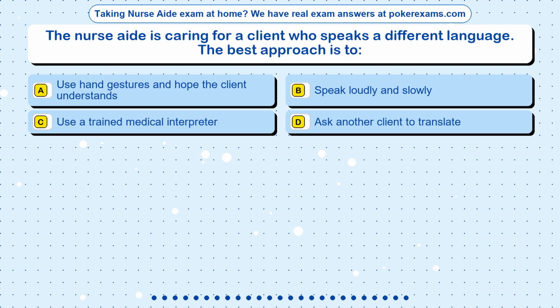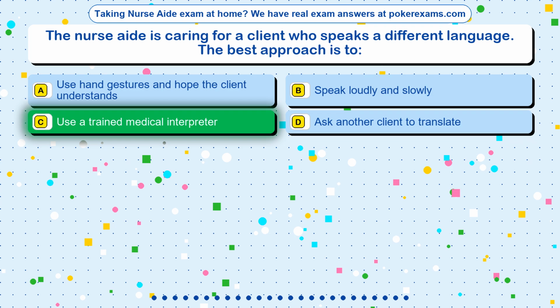Question 18. The nurse aide is caring for a client who speaks a different language. The best approach is to: Option A. Use hand gestures and hope the client understands. Option B. Speak loudly and slowly. Option C. Use a trained medical interpreter. Option D. Ask another client to translate.